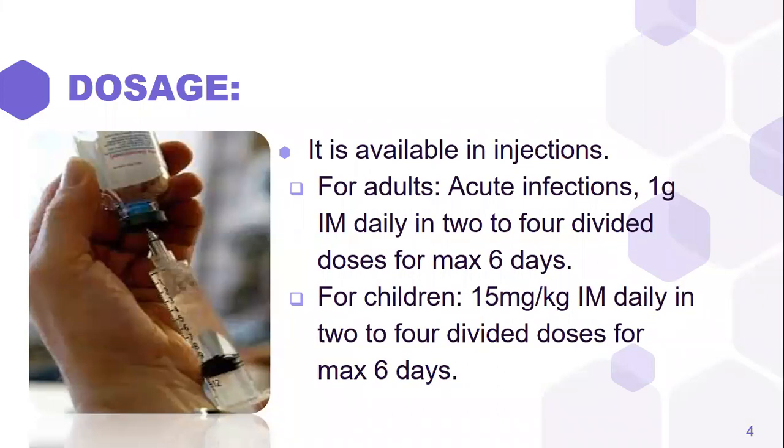Now, dosage. It is mostly available in injectable forms. For adults, in acute infection, 1 gram IM daily in 2 to 4 divided doses for a maximum of 6 days is preferred. For children, 15 milligram per kg IM daily in 2 to 4 divided doses for a maximum of 6 days is given.